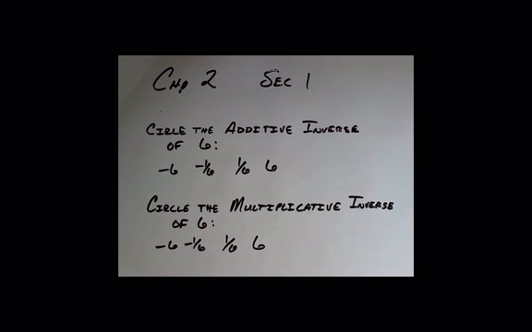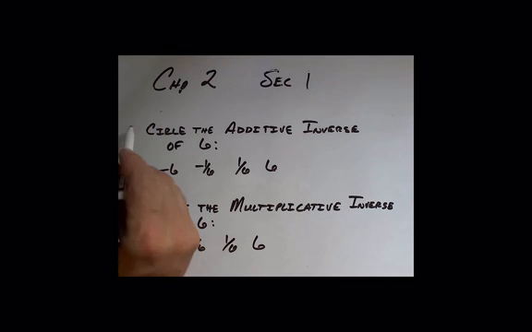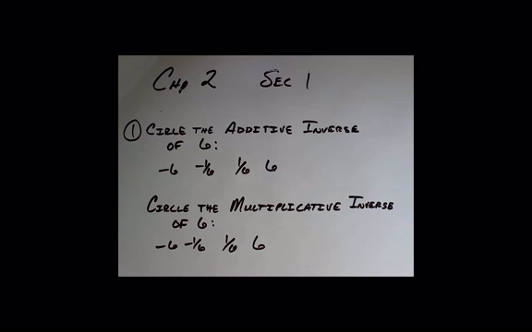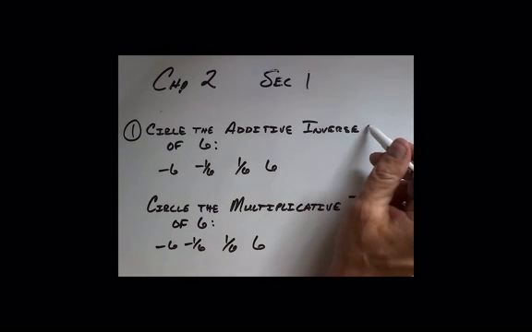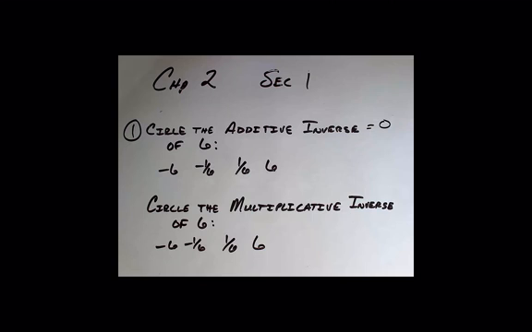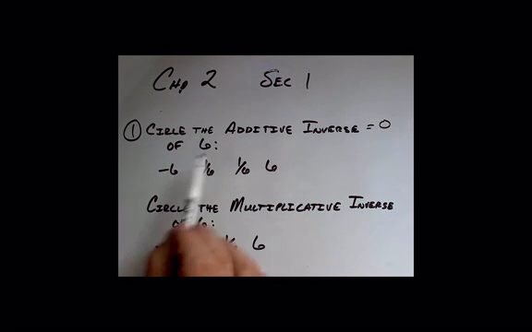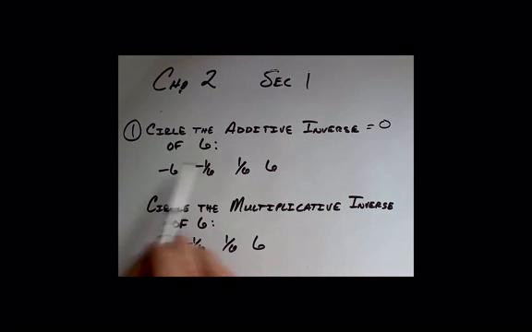Last, let's do some examples. Let's look at number 1 right here. Circle the additive inverse of 6. What would be the additive inverse of 6? Is it negative 6, negative 1/6, 1/6, or 6? Remember, for the additive inverse, this has to equal 0 when we add them together. So 6 plus negative 6 equals 0. Negative 6 would be the additive inverse.